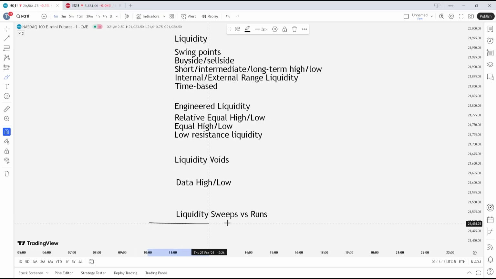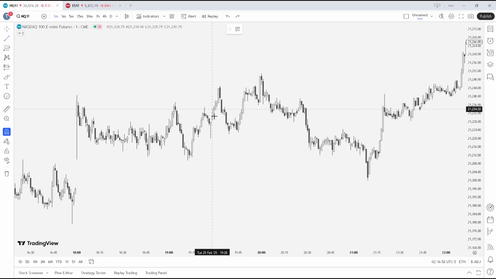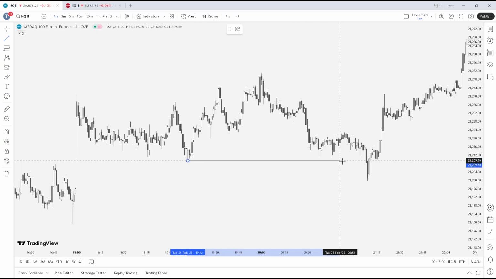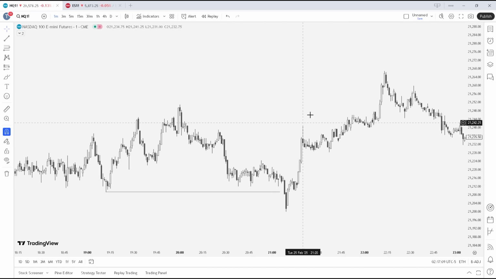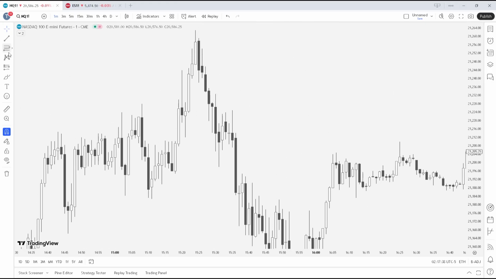All right, and lastly, we have liquidity sweeps versus liquidity runs. A liquidity sweep is when you go towards a level of liquidity and then you get a reaction in the opposite direction. Right here we have sell side. We come down and we get a reaction towards the buy side. So that's a liquidity sweep. And the liquidity run would be something like this right here. We have this swing low, the short-term low, short-term sell side.